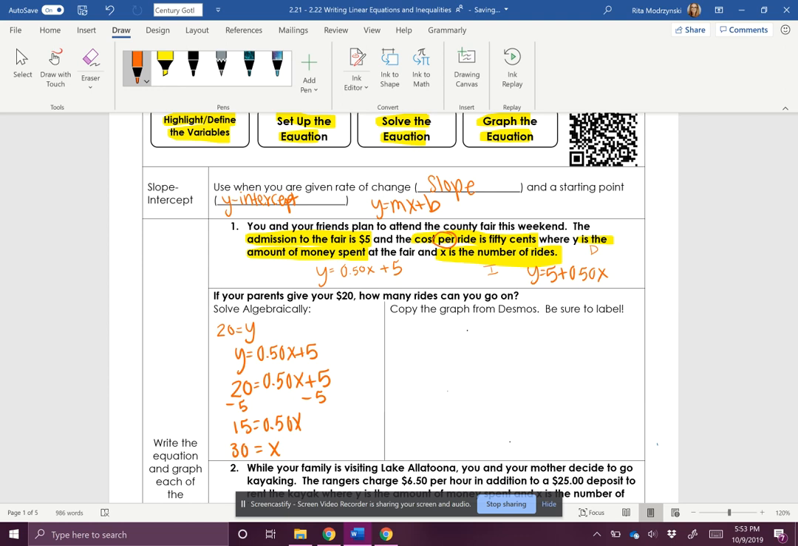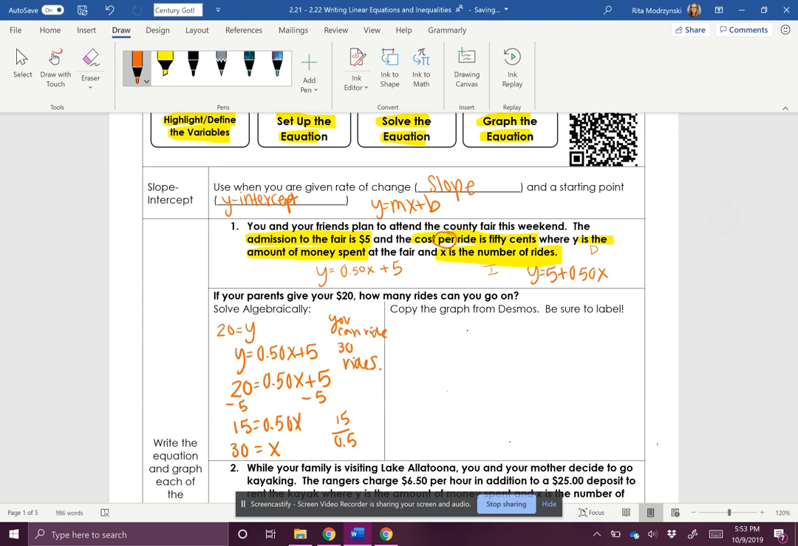Now, if you're thinking I should have gotten 7.5, literally what 15 divided by 0.5 is asking is how many halves are in 15. There are 30 half pieces in 15. So basically what that means is you can ride 30 rides. All right, perfect. Now, here's the Desmos part.